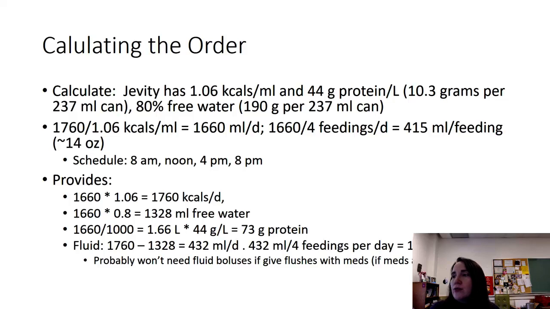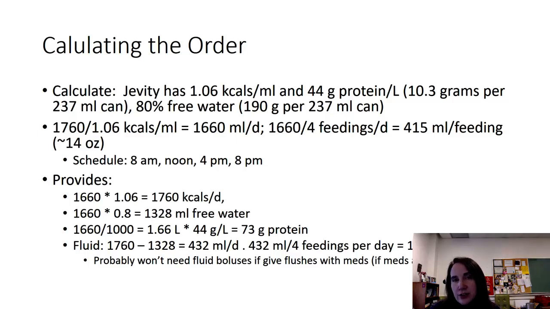So we know, let's say in this case, we use 1,760 quick method, and we know that Jevity has 1.06 calories per mil, 44 grams of protein, and is about 80% free water. Then we take 1,760 calories recommended divided by 1.06 calories per mil, and we know she needs 1,660 mils per day.